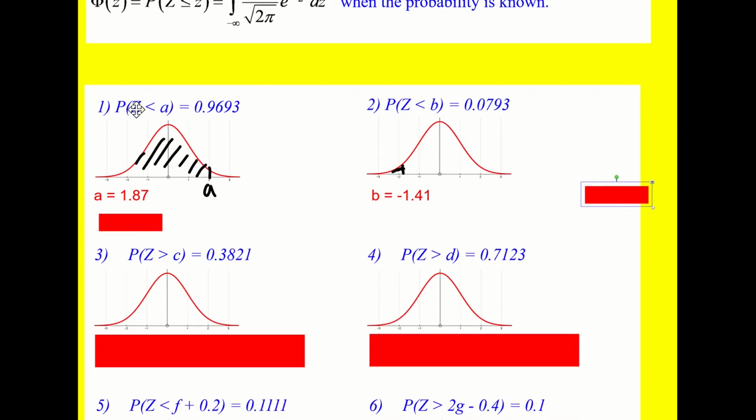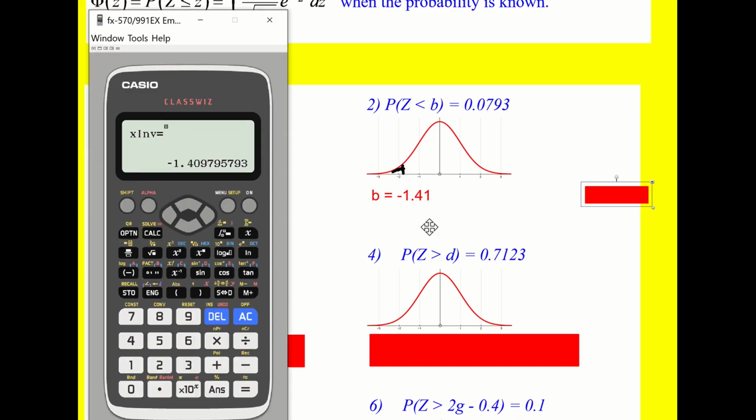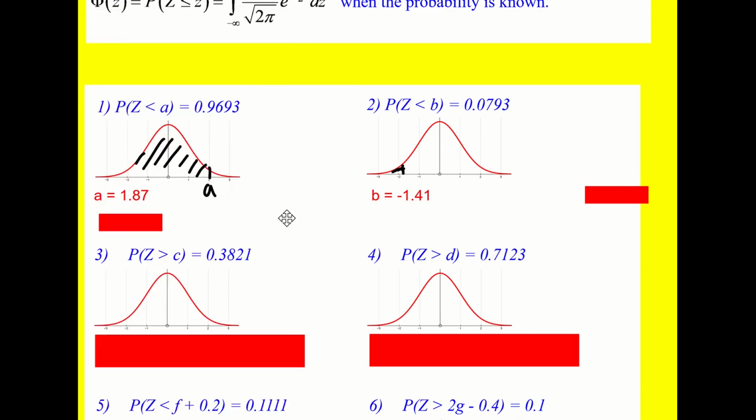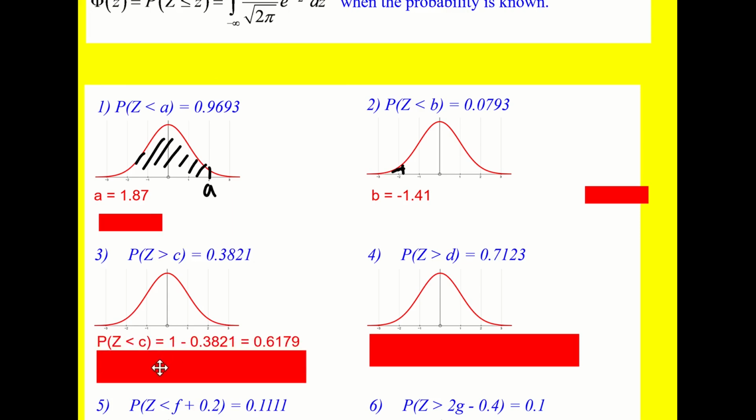Next one, okay, because I don't always have the less than, what if I have a greater than? How can I deal with this? Well, there is no function on your calculator that will deal with the greater than, but we can do it ourselves. If the probability Z is greater than C is 0.3821, then we can do the probability that Z is less than C by doing 1 minus that amount. 0.6179, sorted.